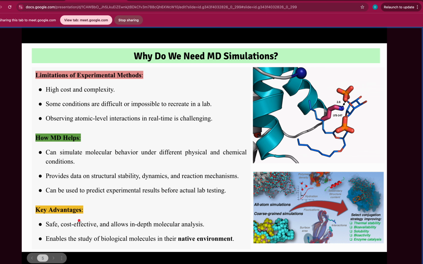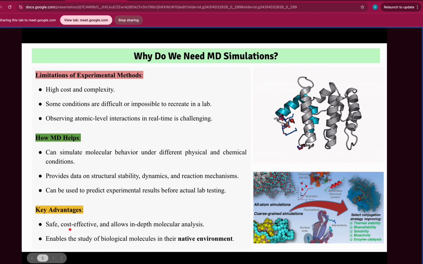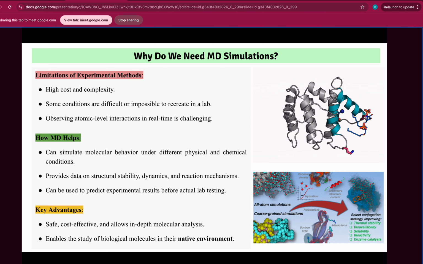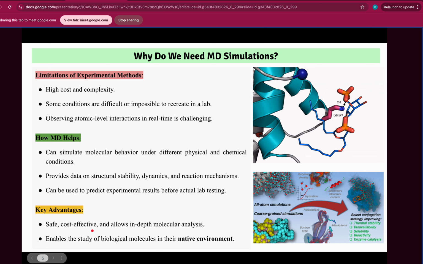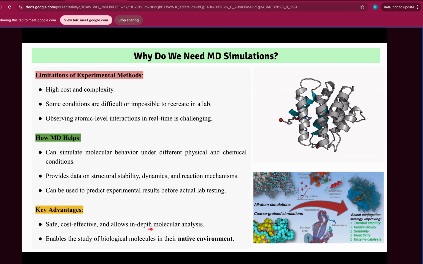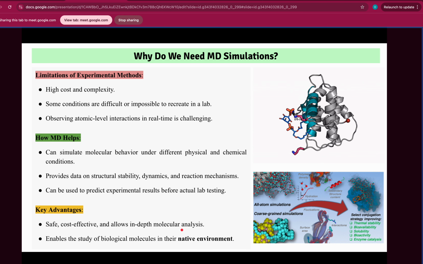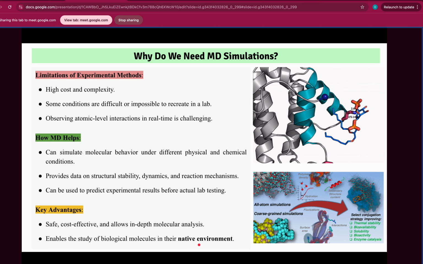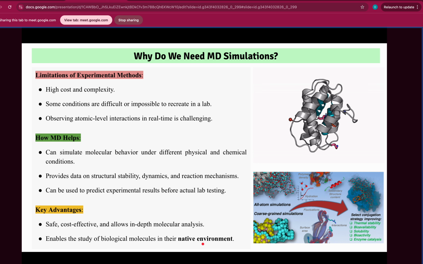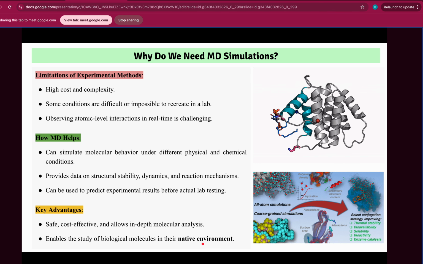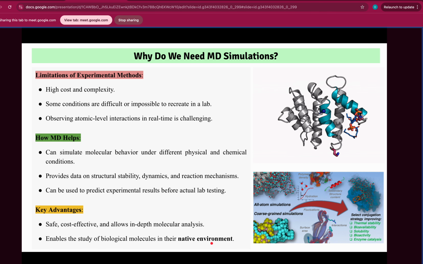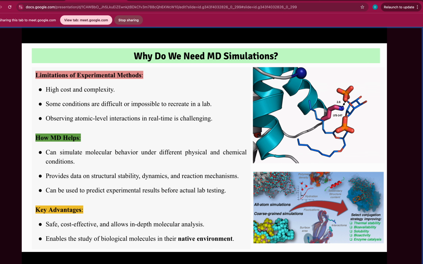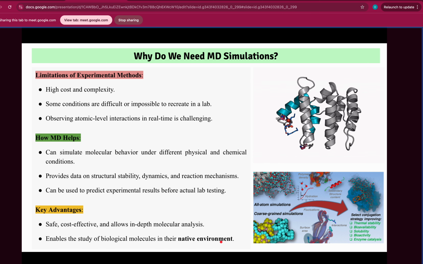And the key advantages are that this is safe, because we do not have to deal with certain chemicals or radioactive materials or temperature or pressure conditions. So that's why it's safe. It is cost effective, and it also allows us to perform in-depth analysis of molecules. It enables the study of biological molecules in their native environment. With these simulations, we can also make changes on the basis of the native environment. We can add water molecules and all those things. That is possible in these simulations as well. So that's why we can study the protein in its native environment.